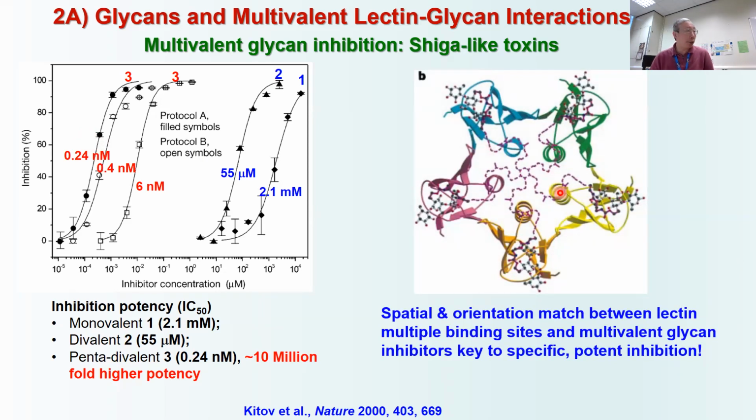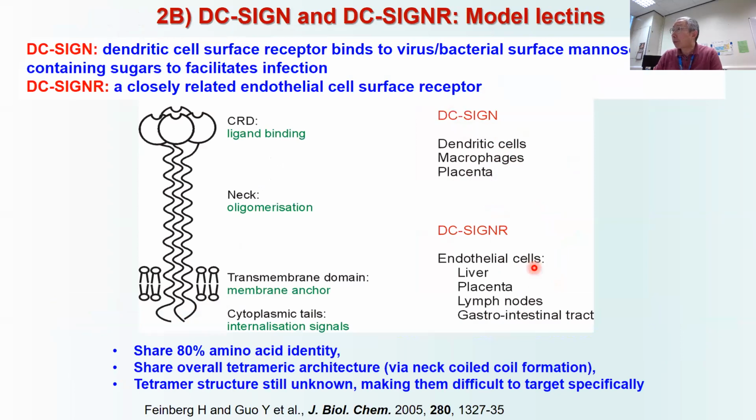If you have a look into their crystal structures, this is because these sugars have the perfect spatial match to 5 of these sugar binding domains. So they can simultaneously occupy all 5 in order to completely block the bacterial toxin infections. In this case, the spatial and orientation match is absolutely essential for high potency.